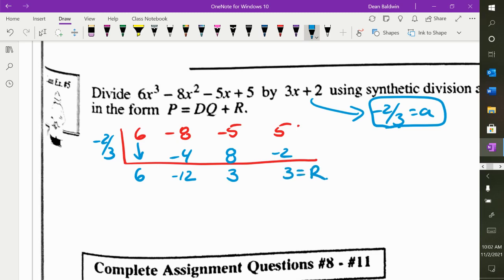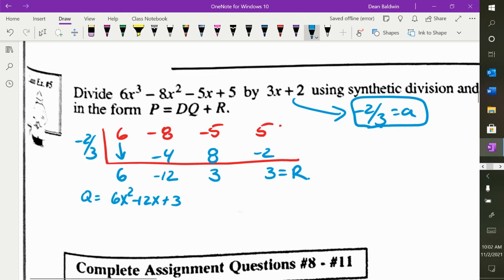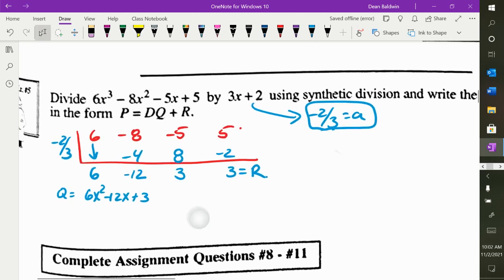Remainder. So we divided a cubic by a linear, so I should get a quadratic. Plus 3. There's my quotient. How do we write everything? Oh, they tell us right here. d times q plus r.